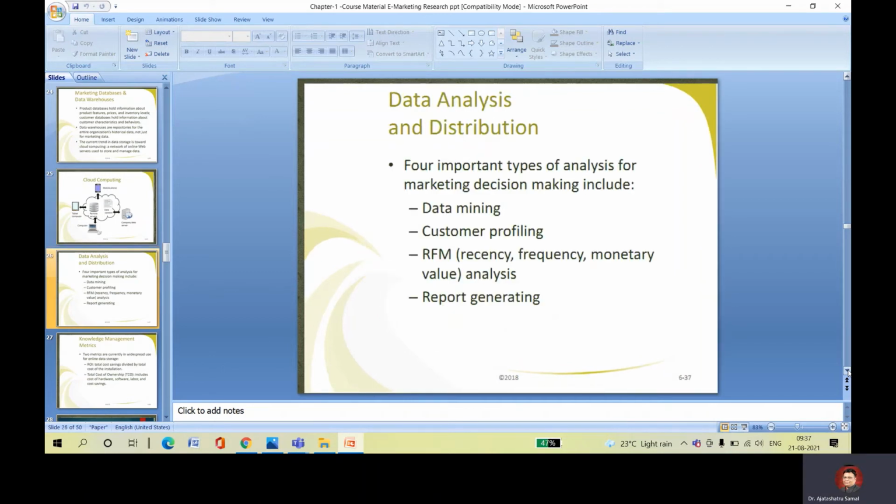Data analysis distribution consists of four important types. How can you distribute the data when you have cloud computing? The four important types of analysis for marketing decision making are data mining, customer profiling, RFM (recency, frequency, monetary value) analysis, and report generating. With these four types, data analysis and interpretation can be done in a more systematic manner, represented, and sent to the particular location as required. That is why we are able to do data analysis for your streamlined process.